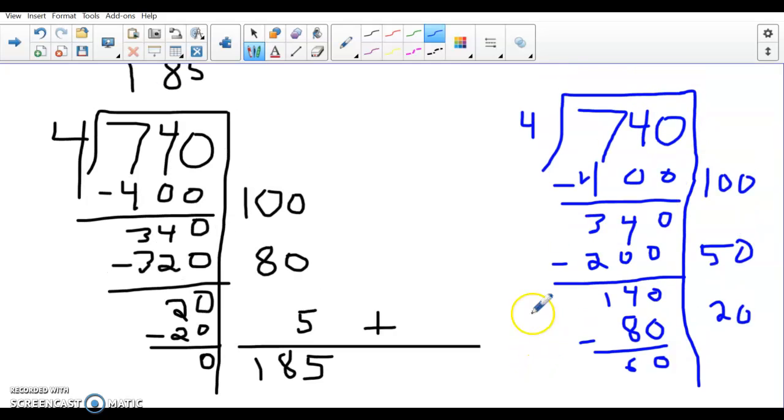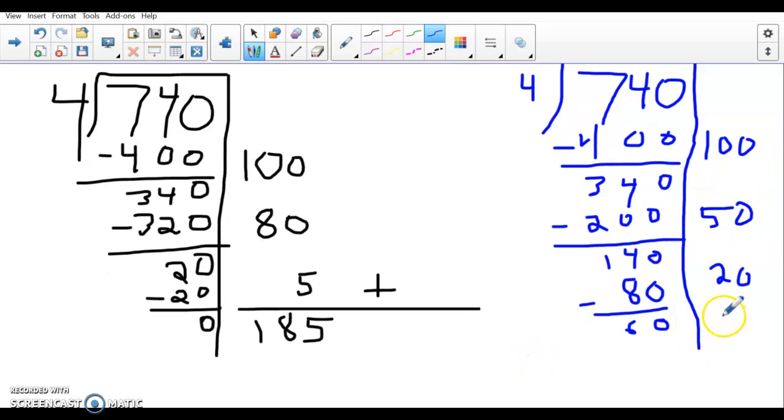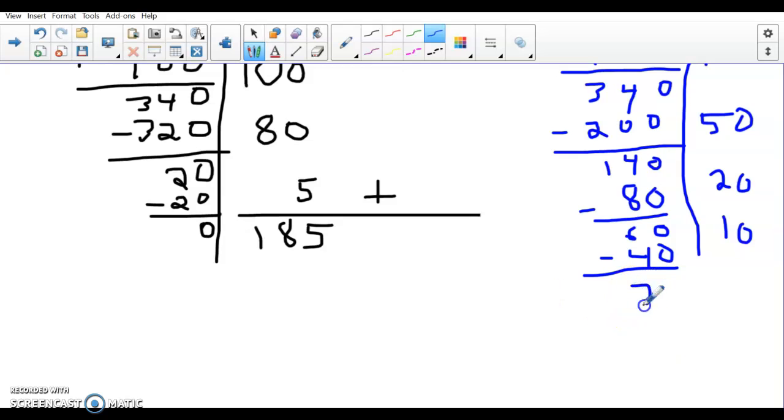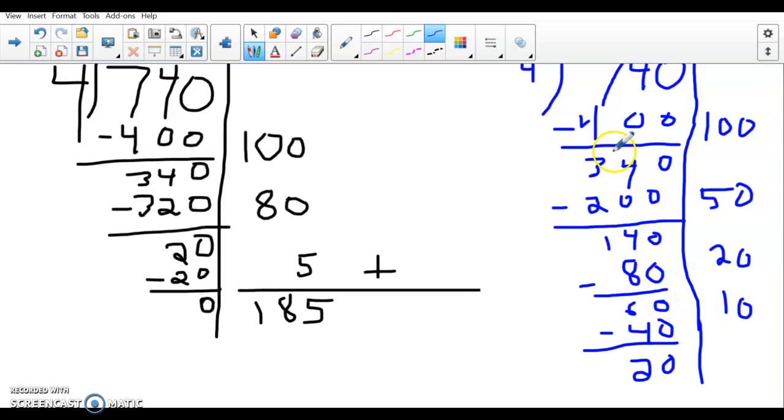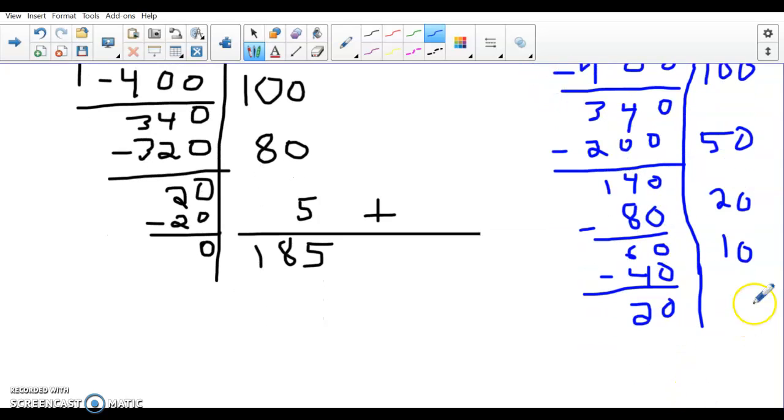All right? And so now, oh, look at that. I can take out 10. 10 fours is easy. 10 times 4 is 40. And I subtract. And now I get down to my 20. And that's where I realize, okay, how many groups of 4 can I pull out of 20? 5 times 4 is 20. And I can now get down to 0.